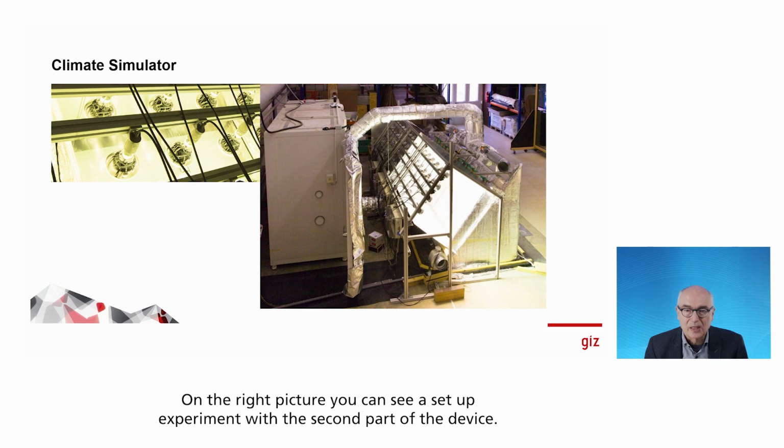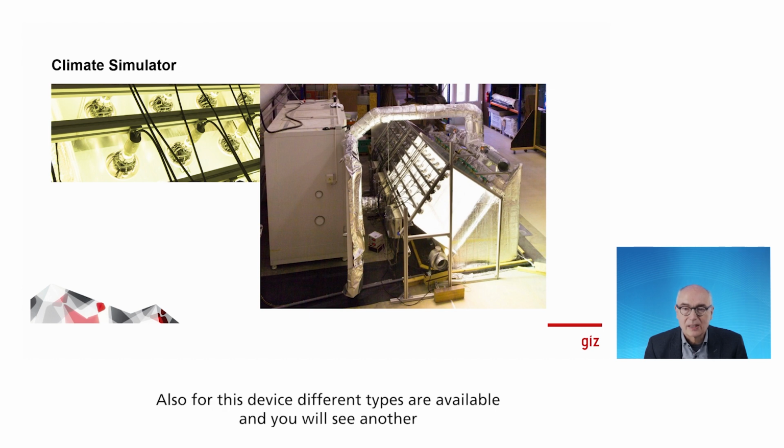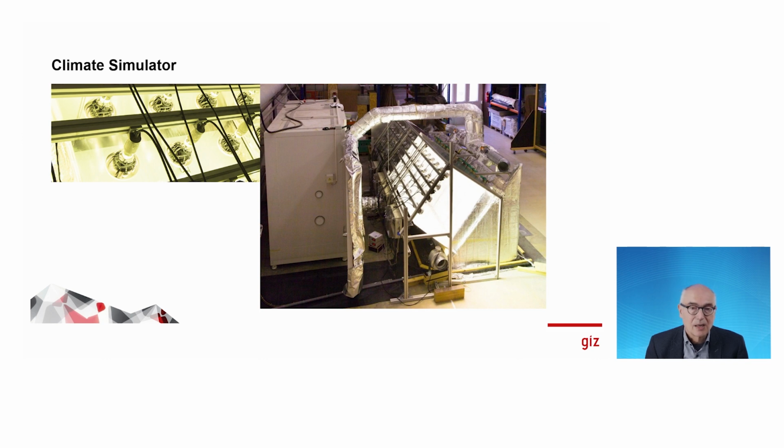On the right picture you can see a set up experiment with the second part of the device. With this second part, the energy introduced through the lamps is balanced and measured. In the picture you can see the insulated pipe going from the radiated component to the cooling device. Also for this device, different types are available, and you will see another of these climate simulators in submodule 6.6 if you like. But now let us sum up what we have learned.